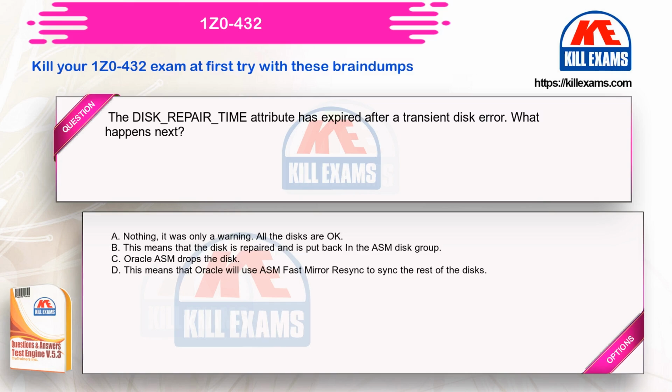The disk_repair_time attribute has expired after a transient disk error. What happens next? Option A. Nothing, it was only a warning. All the disks are okay. Option B. This means that the disk is repaired and is put back in the ASM disk group. Option C. Oracle ASM drops the disk. Option D. This means that Oracle will use ASM Fast Mirror Resync to sync the rest of the disks.